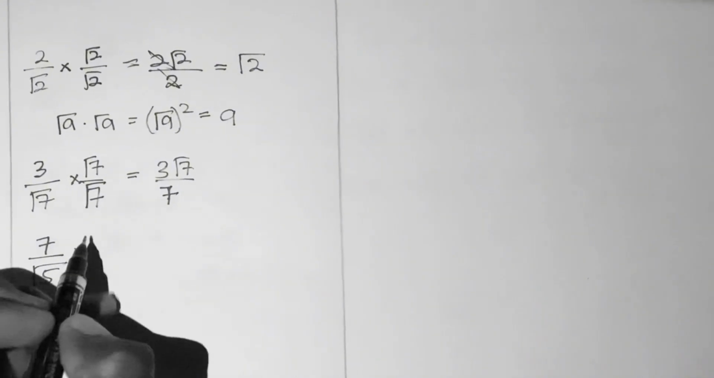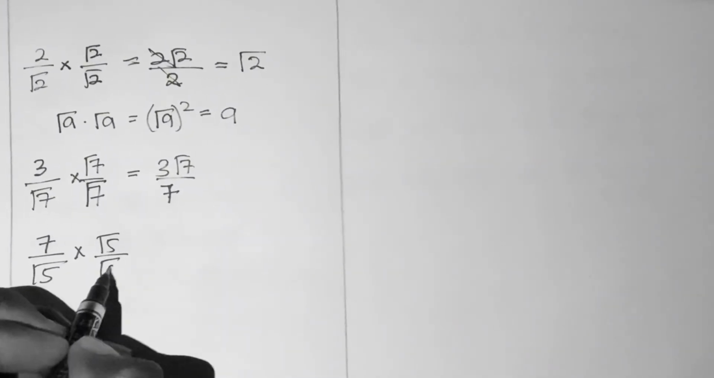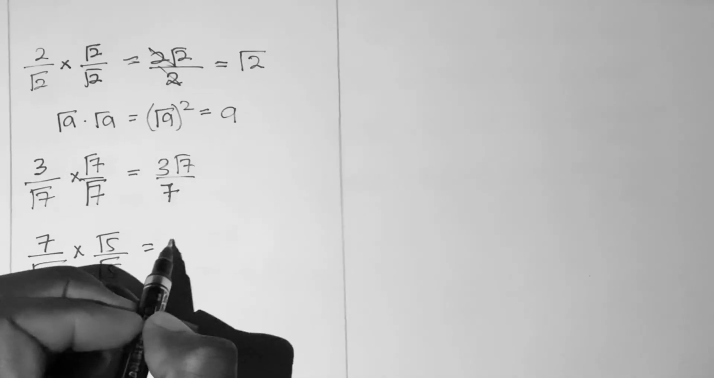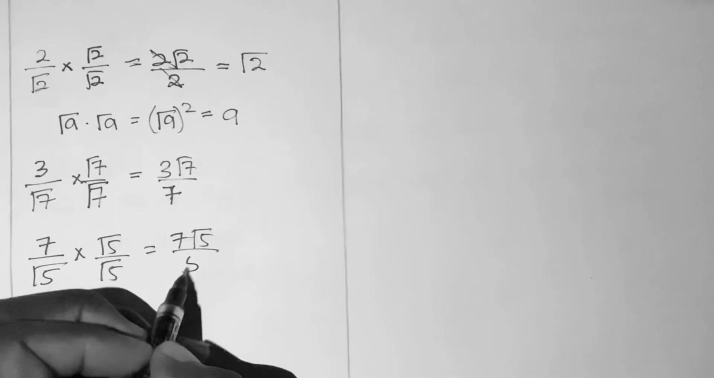So multiply the numerator and then the denominator by square root of 5. So this becomes 7 times square root of 5, which is 7 root 5 divided by 5.